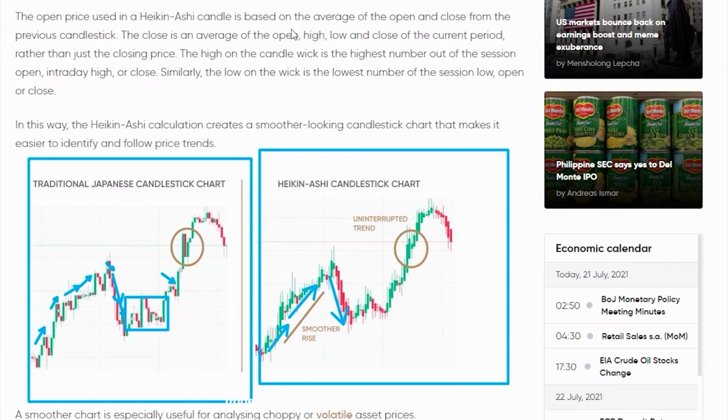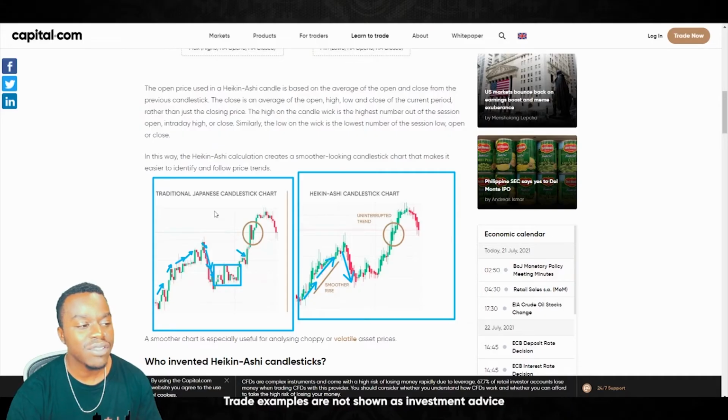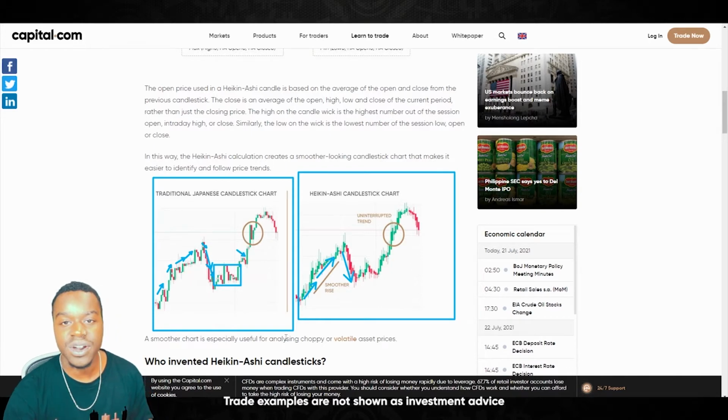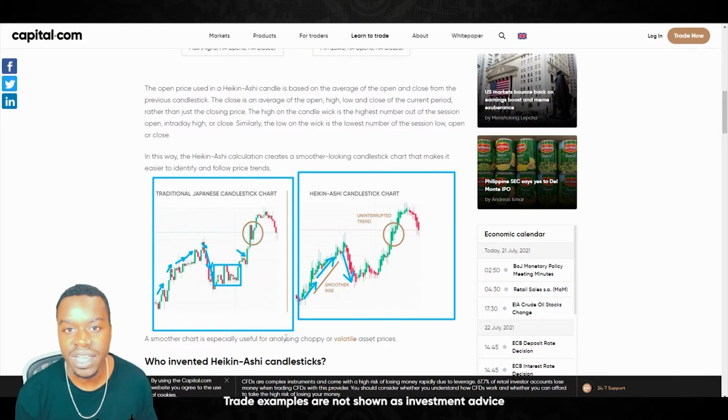So like we talked about in the calculations, the open price used in Heikin Ashi candles is based on an average of the open and close of the previous candlesticks. I do recommend having a look at both when you're looking to get into a position, to analyze if you are in a choppy or a trending market and what point you are looking at for weakness.